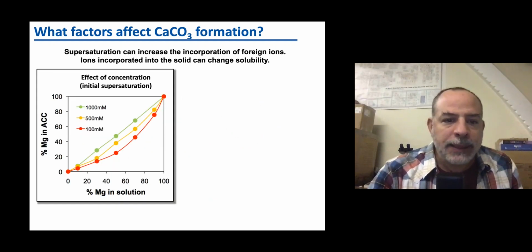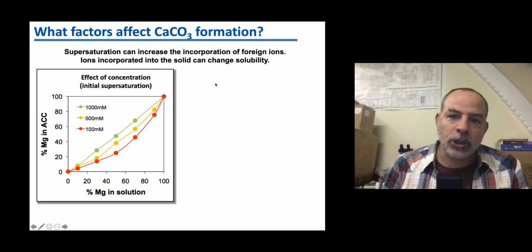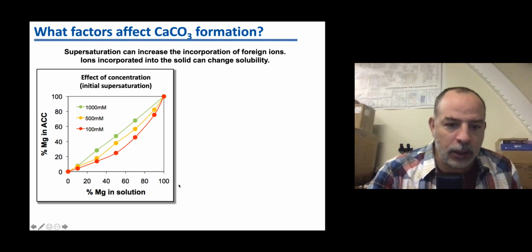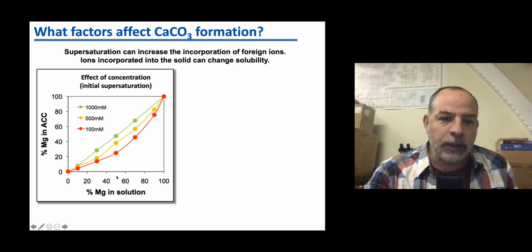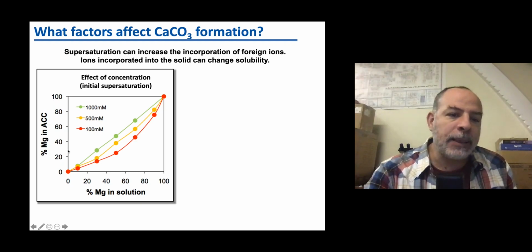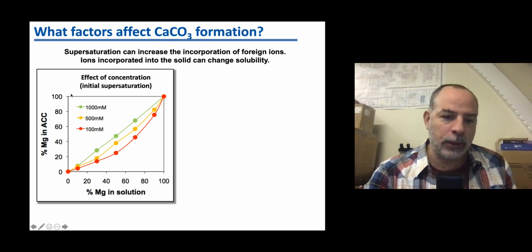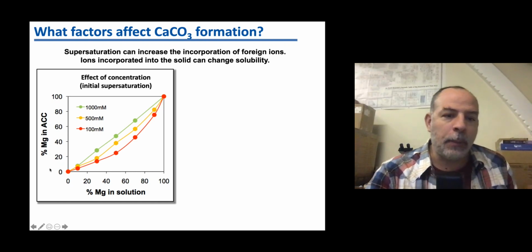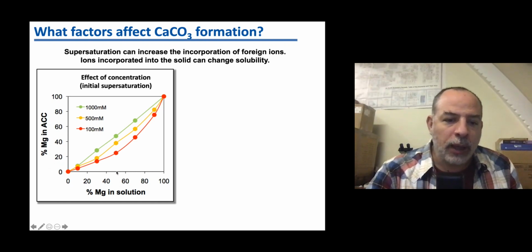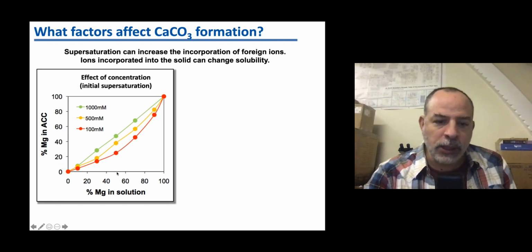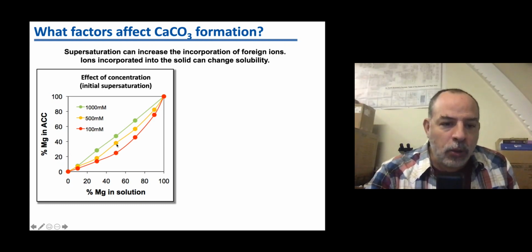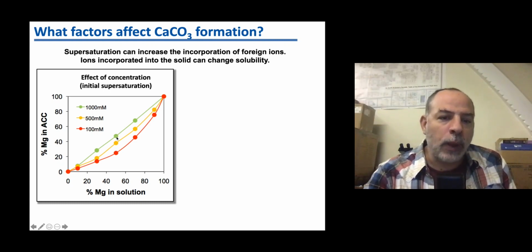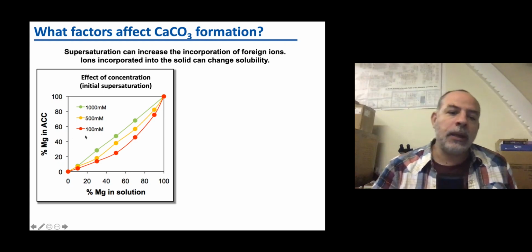Also, one thing that happens is that supersaturation can increase the incorporation of these ions. I'm showing you one example here. Here you have magnesium in solution relative to calcium. For example, here you will have 50% calcium, 50% magnesium. And here you have magnesium in percentage incorporated into the solid, in amorphous calcium carbonate. So, for example, when you have 50% calcium, 50% magnesium in solution at 100 millimolar concentration, you incorporate something like 25%. At 500 millimolar, you incorporate nearly 40%, and at 1000 millimolar, you incorporate nearly 50%.